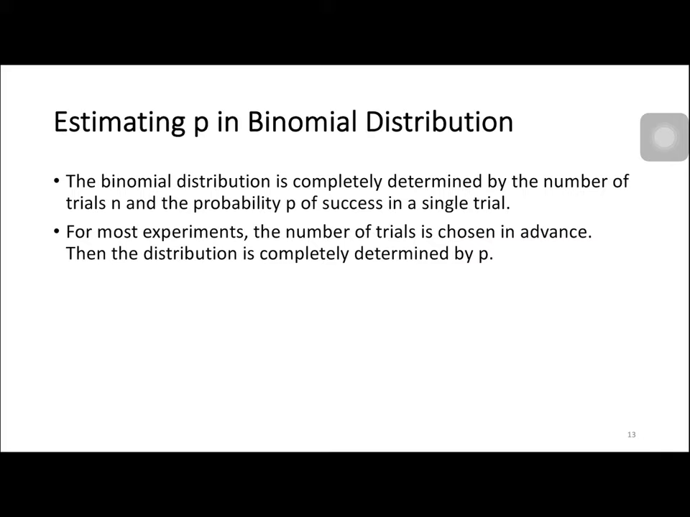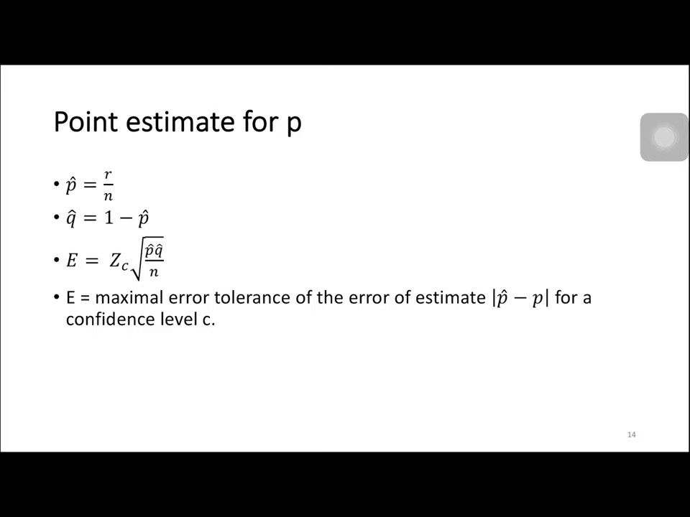Okay, so for estimating P in binomial distribution, the binomial distribution is completely determined by the number of trials n and the probability p of success in a single trial. For most experiments, the number of trials is chosen in advance, then the distribution is completely determined by P. For the point estimate for P, we have P hat, that is equal to R over N. That's R successes out of N trials. And of course, Q hat is equal to 1 minus P hat. And E is computed using this formula, E is equal to ZC times the square root of P hat Q hat over N.